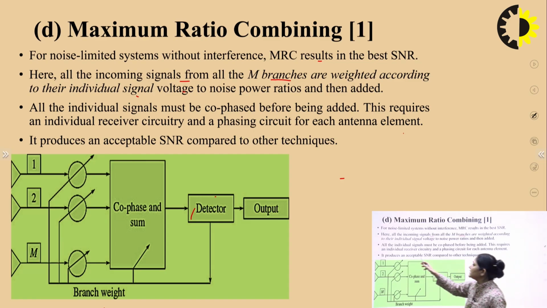It produces an acceptable signal to noise ratio compared to the other techniques. Here the signal to noise ratio will be higher because when we are taking all the signals together, co-phasing, we are using a number of receivers or antennas, we are adding all the signals by co-phasing them, and then the signal that will be received at the output will be having better signal to noise ratio.